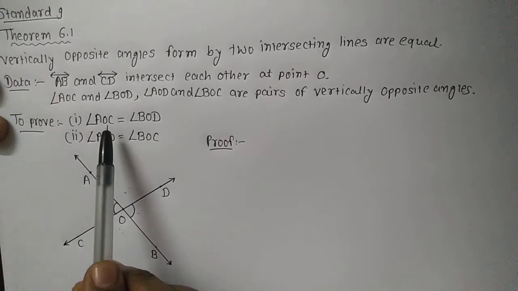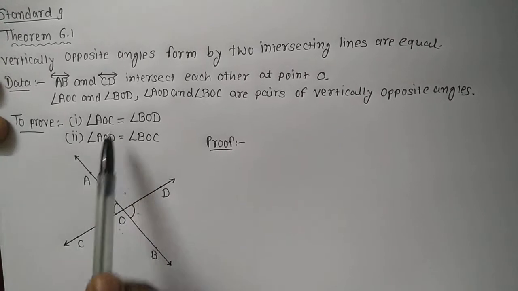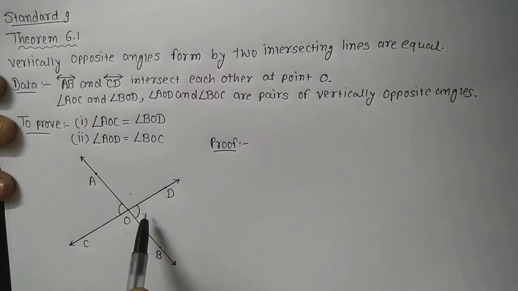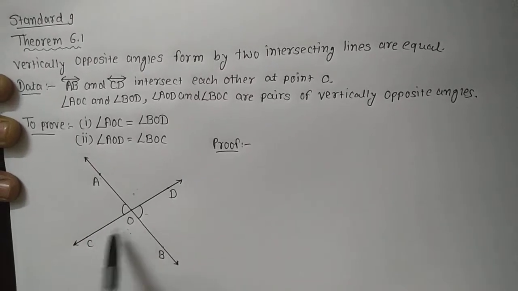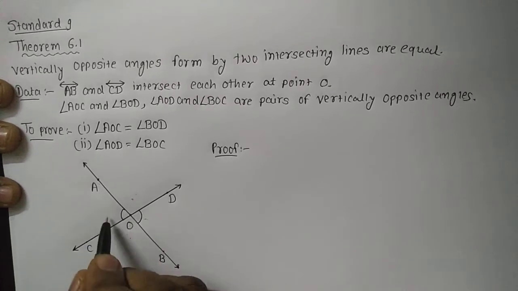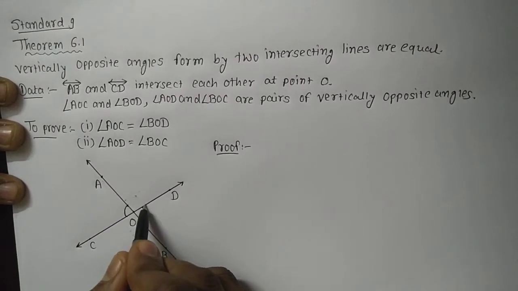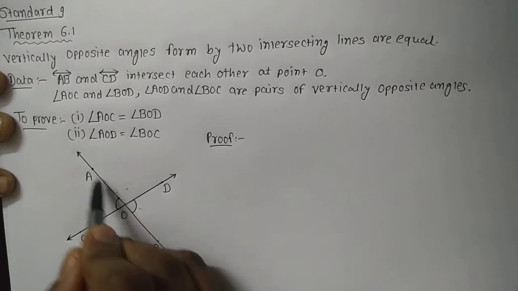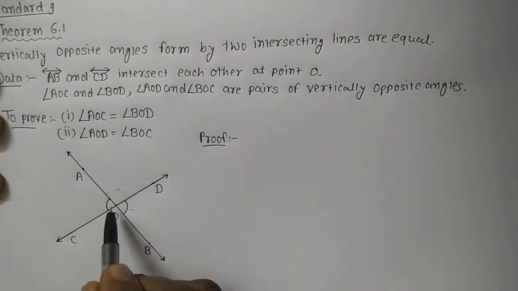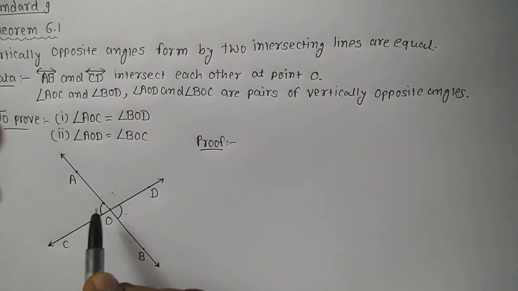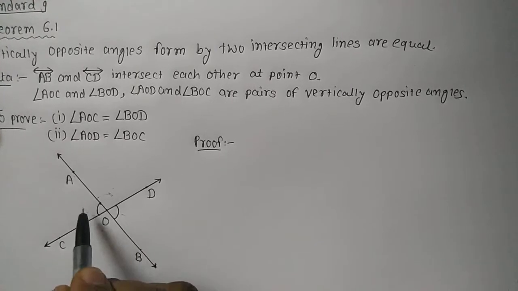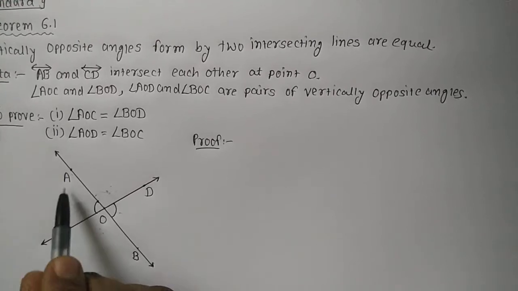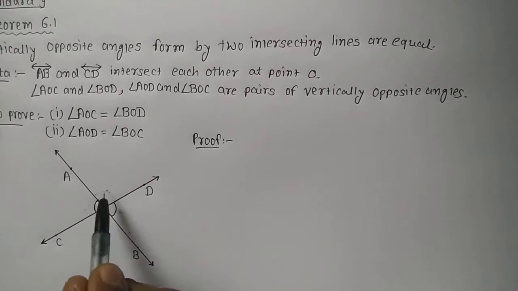So we should do it for any one. First of all I'll begin with AOC, this angle. As AOC is equal to BOD is what we want to prove, let us start the proof. You can see here this is a line and this is a ray falling on it. Then we can say that these two angles are a linear pair of angles. So these two angles, that is AOC and AOD, are a linear pair.